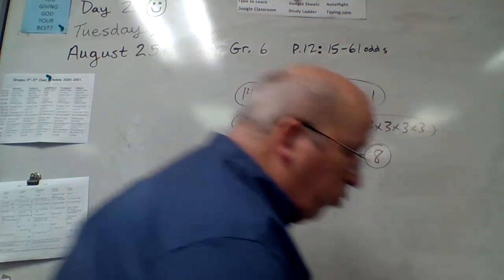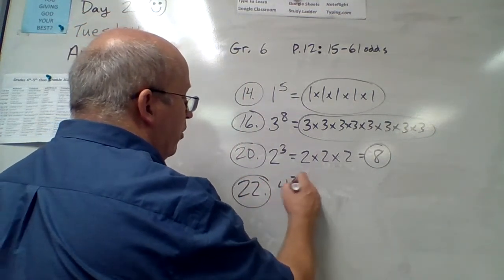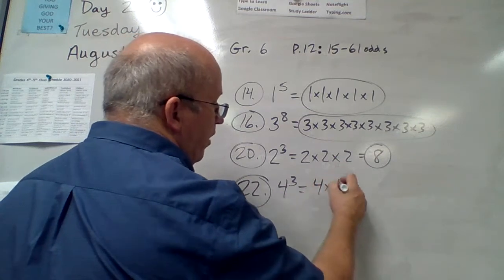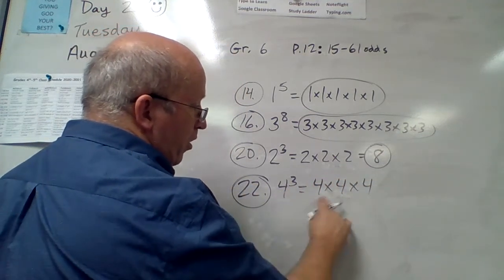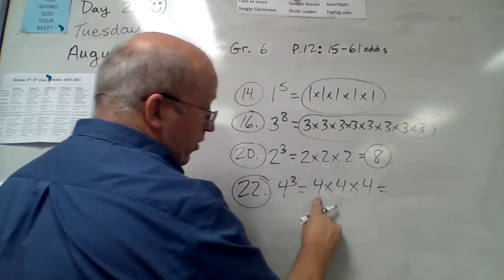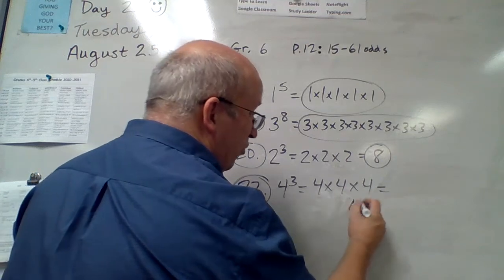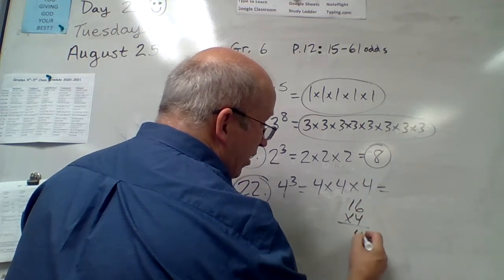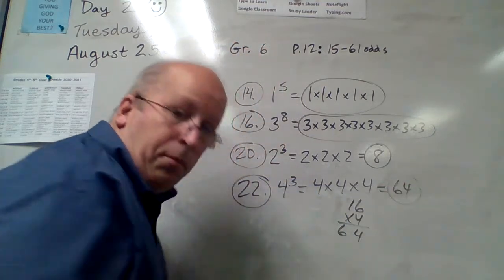Let's try number 22. 22 says 4 to the 3rd power. Again, we write 4 times 4 times 4 because it's 4 to the 3rd power. 3 different 4's. I know that 4 times 4 is 16, and I know that 16 times 4, what's that? That's 64. And I'm going to have to pause this.